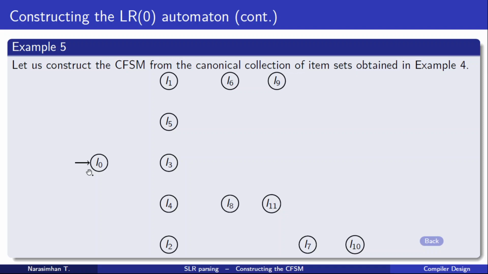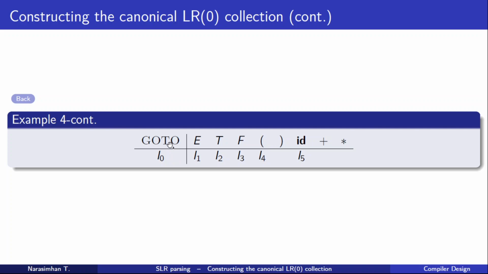Now what about the transitions? As I told earlier, the goTo function will define the transitions. So let us fill in the transitions for this automaton. For I0, goTo of I0 comma E is I1. For T it is I2. For F it is I3. For left parenthesis it is I4. For ID it is I5. For the remaining three symbols, right parenthesis, plus and star, the goTo sets are empty.